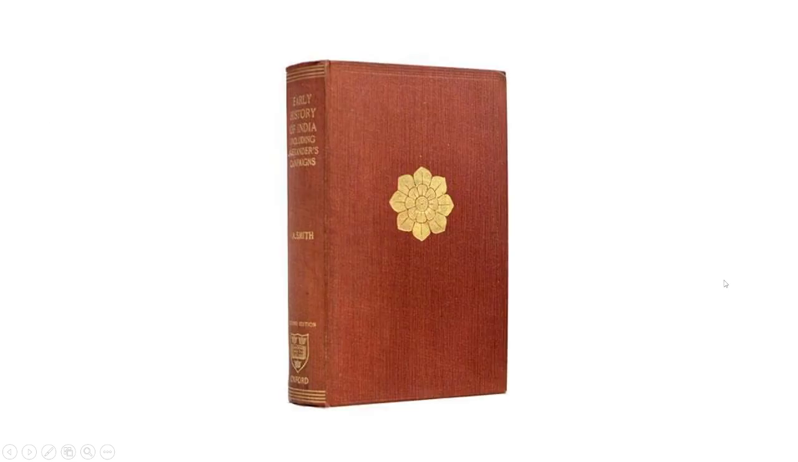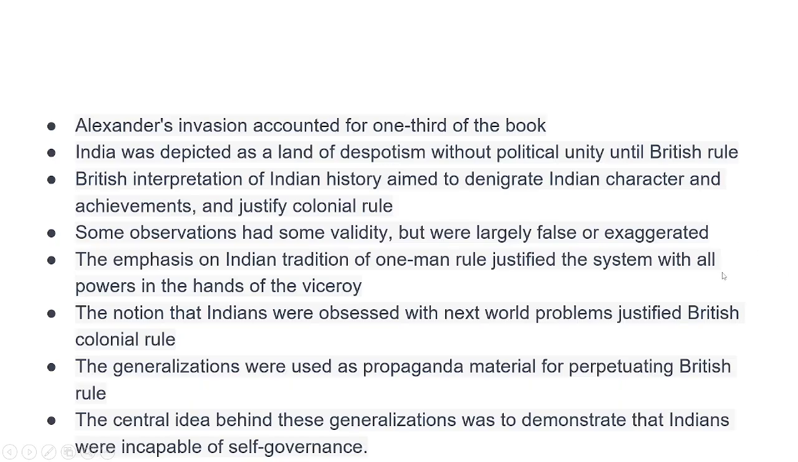Moving on to the next, we see again a very good book of this. अभी जब मैं बात करी थी आर्थर स्मिथ के बारे में, ये उन्हीं की किताब है. And then we see that Alexander's invasion was there, which accounted for 1/3 of the book. Alexander के invasion के बारे में लिखा. India was depicted as a land of despotism. इसको बोल दिया गया, it was a land of despotism without political unity until the British came. So after Britishers came, we learned to be united. There was political unity. Otherwise, there was no political unity.